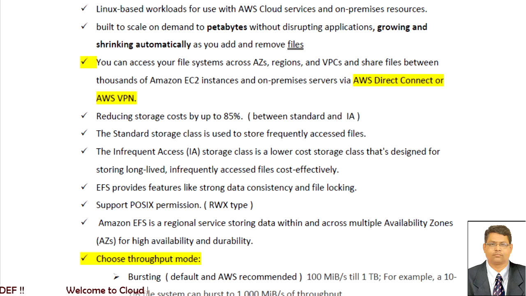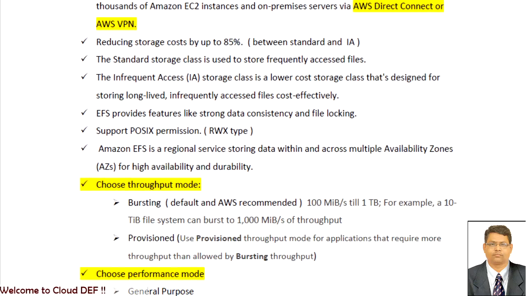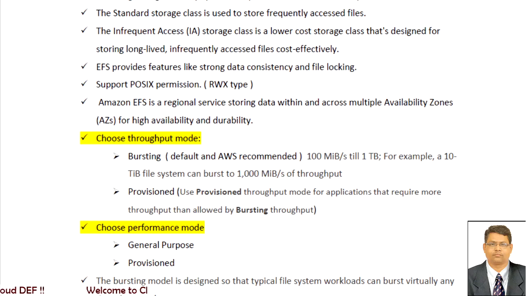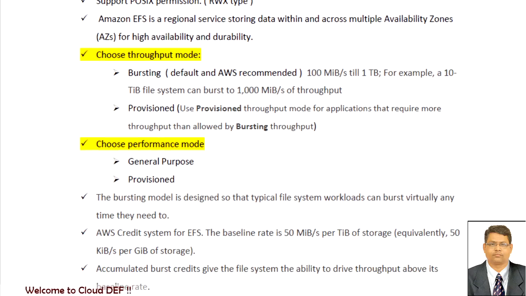Choose throughput mode. Bursting, default and AWS recommended, 100 MB/s till 1 TB. For example, a 10 TB file system can burst to 1000 MB/s of throughput. Provisioned. Use provisioned throughput mode for applications that require more throughput than allowed by bursting throughput. Choose performance mode. General purpose. Provisioned. The bursting model is designed so that typical file system workloads can burst virtually anytime they need to.